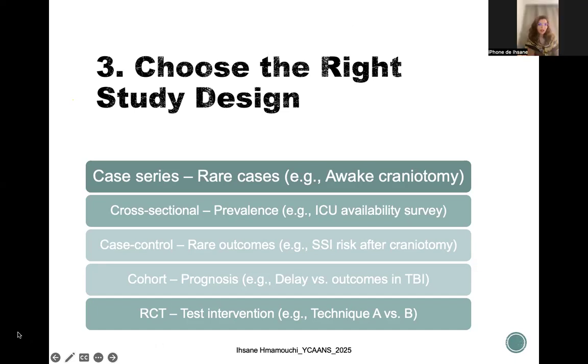And just remember that RCTs, even if they are the top of the EBM kind of study design, if they aren't feasible, well-designed observational studies with robust statistical methods are still valuable.